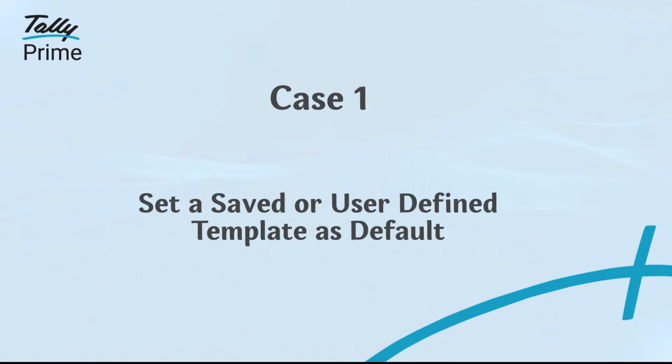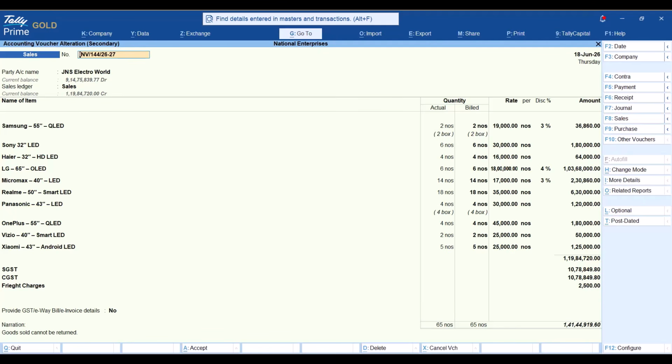First, let's see how to set a saved or user-defined template as default. Let's assume you have a few saved templates that you have configured as per your business needs. Now, if you have not set any of the template as default template at the time of saving the template, you can do it at a later stage as well.